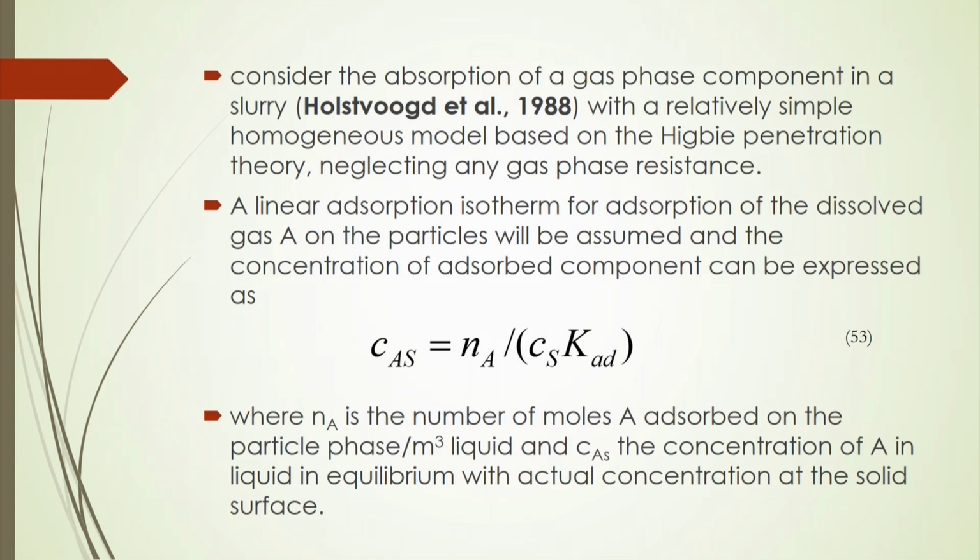in that case you will see that there will be a certain linear adsorption relationship for the adsorption of the dissolved gas on the particles, and the concentration of the adsorbed component can be expressed by equation number 53. In this case, Na is the number of moles adsorbed on the particles, and Cas is the concentration of A in the liquid at equilibrium condition, with equal concentration at the solid surface.